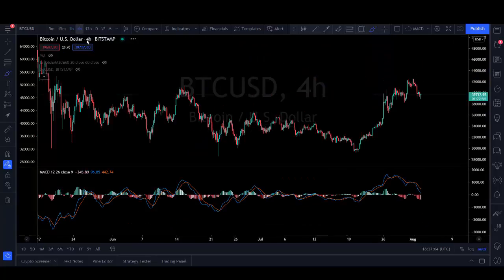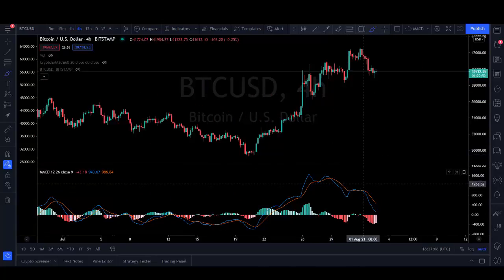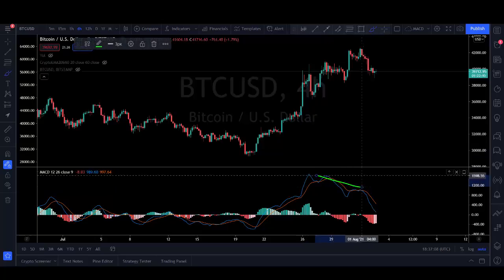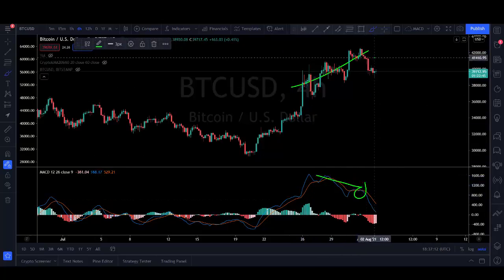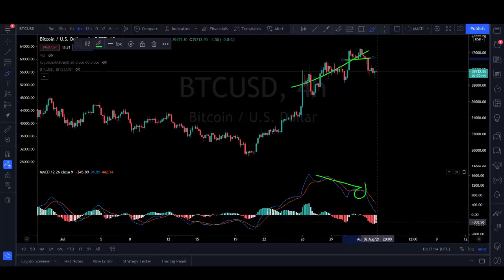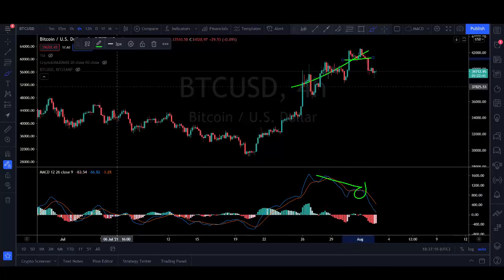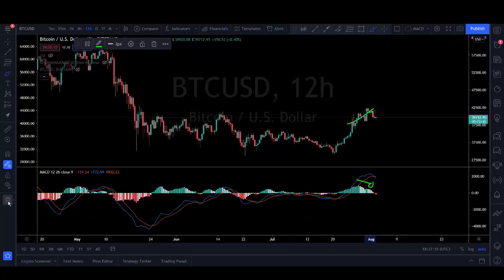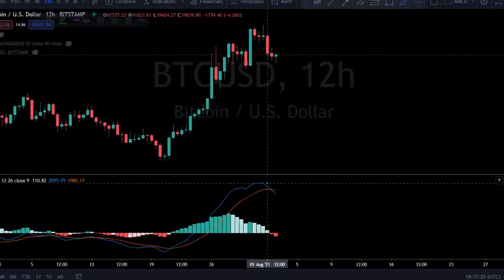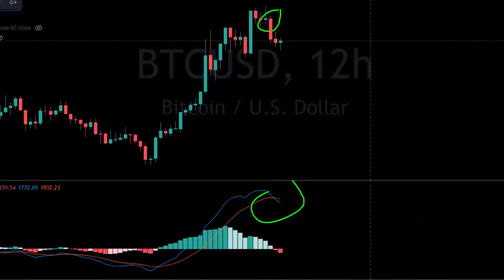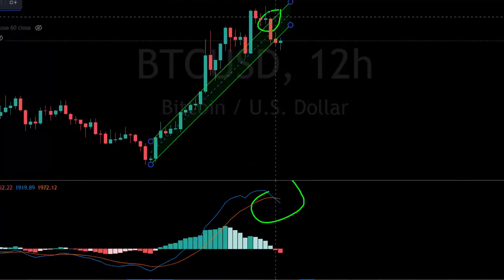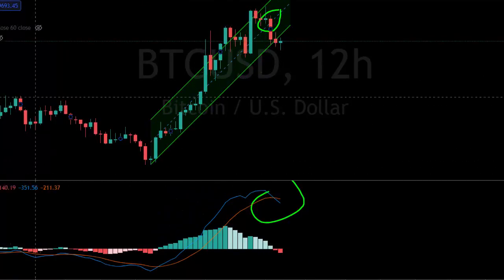It's important to pay attention to the 4-hour MACD. It has already crossed negative. We saw this divergence here as prices were going up. It crossed negative before we broke down lower, and it hasn't turned around to cross positive again yet. Even more important is to look at the 12-hour MACD. It has crossed negative at this top formation right at the same time that we broke down below this parallel channel that had been building up.